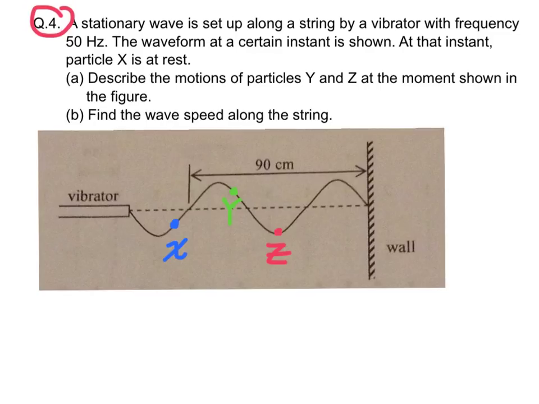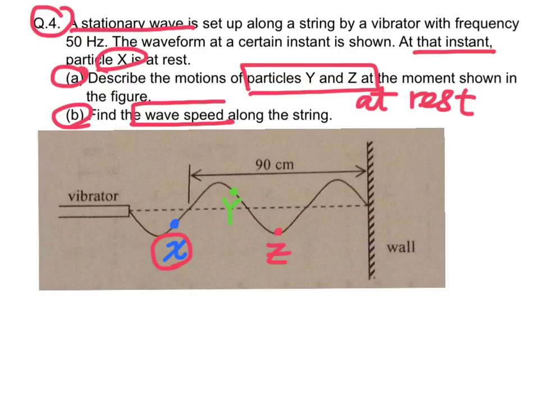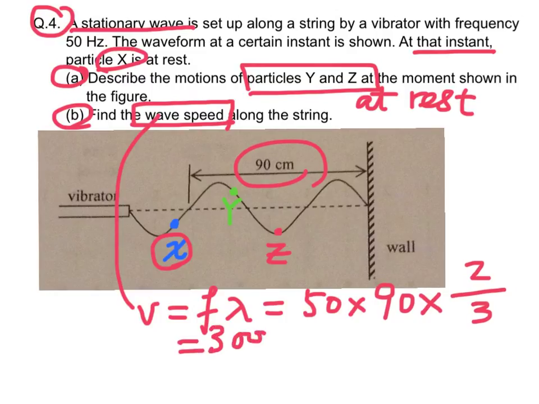Question number 4. Since this is a stationary wave, and at that instant, particle X is at rest, therefore, part A, at the same instant, particles Y and Z are also at rest. For part B, in a stationary transverse wave, the wave speed v still equals f lambda, which is equal to 50 Hz times the wavelength of 90 cm times 2/3. Therefore, the speed equals 3000 cm per second or 30 meters per second.